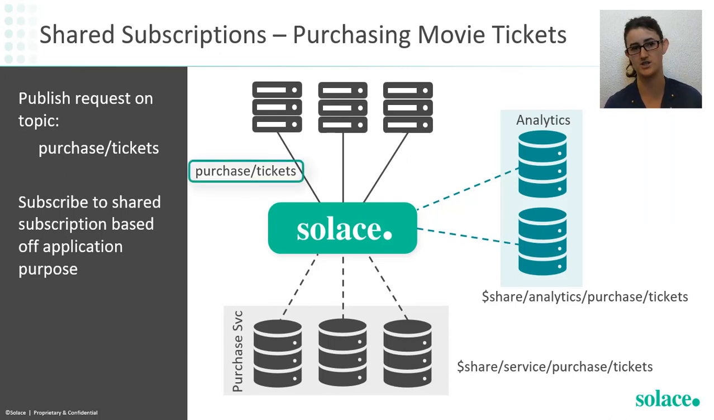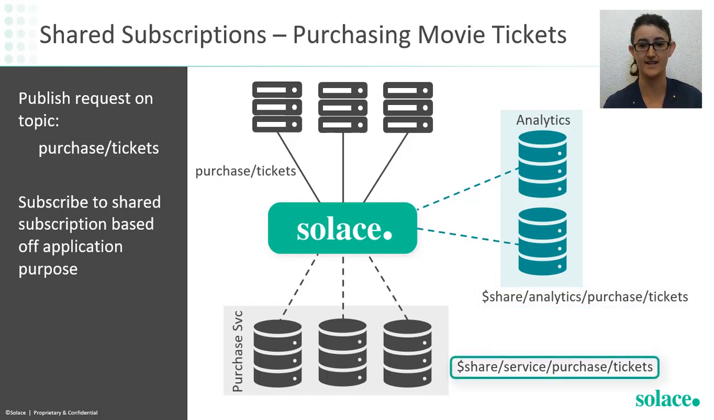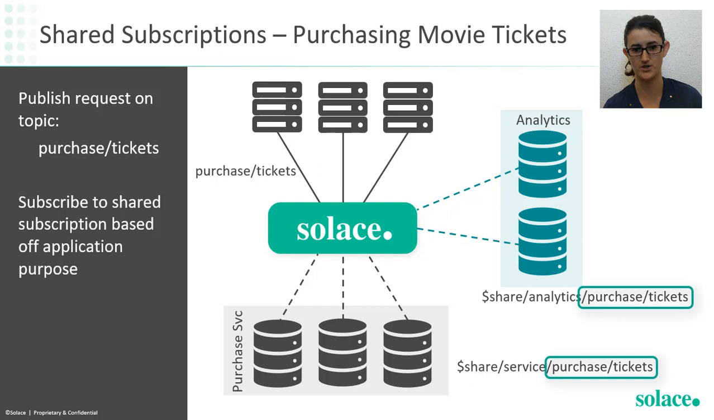Now to map this to our diagram, we can see our request to purchase tickets is coming in on the topic purchase/tickets. Our analytics group, our analytics instances are listening on the analytics shared subscription. Notice the second level there as being analytics. And then our purchase service, its second level in the topic subscription is service, to denote that it is the purchase service. Levels 3, 4, etc. is going to be whatever you're listening on. So we're going to be listening on purchase/tickets to ensure we get the messages from our users, from our client application.